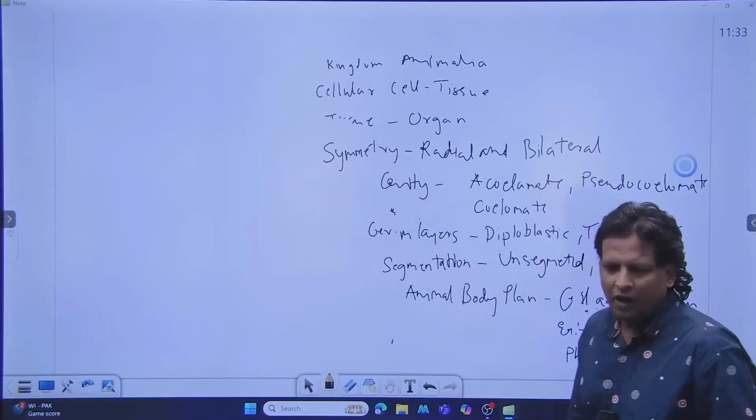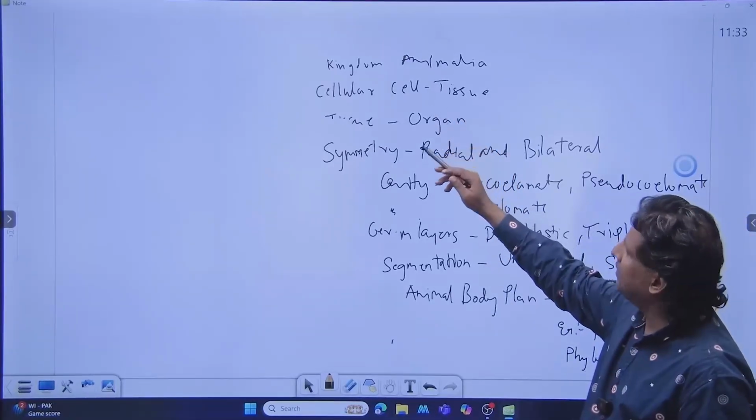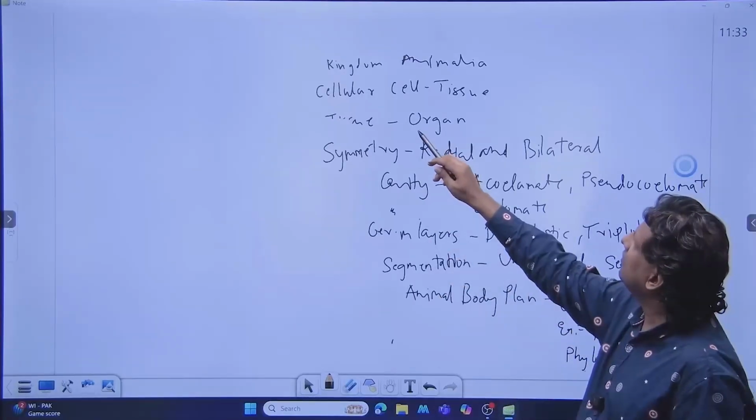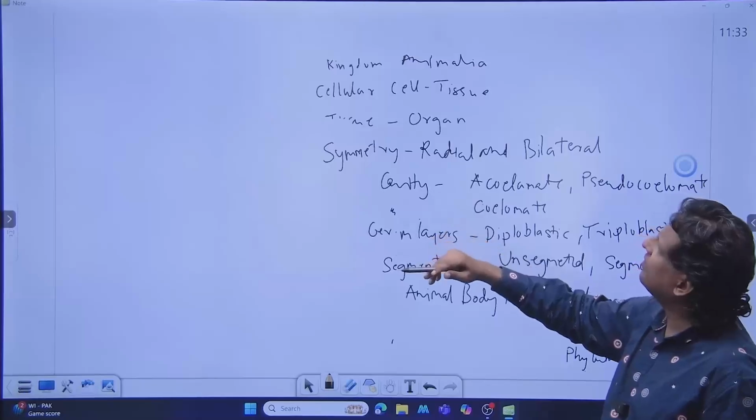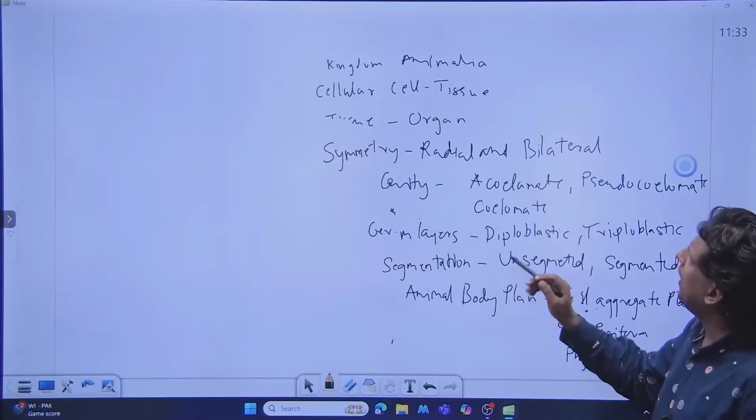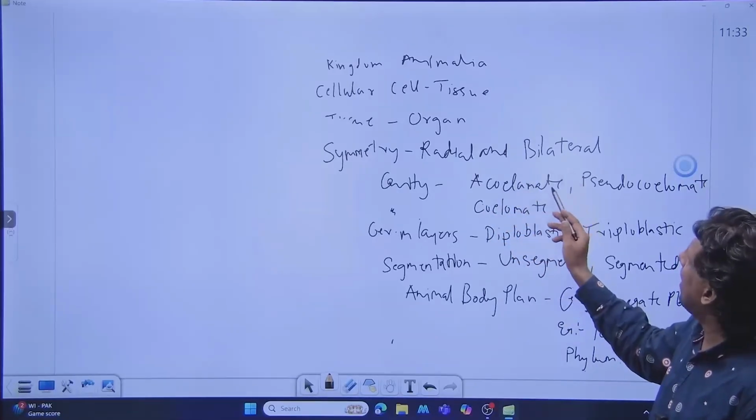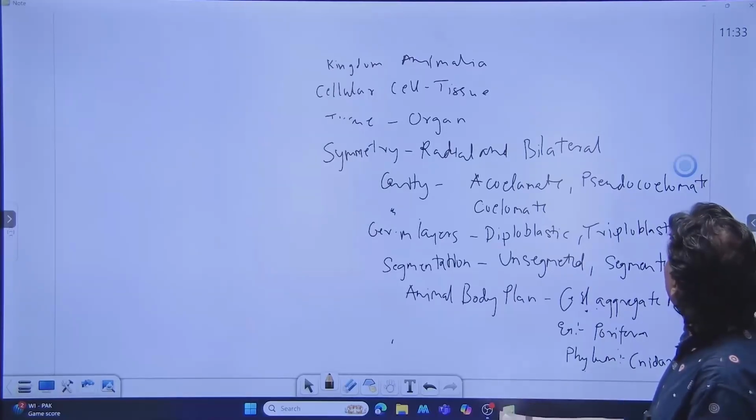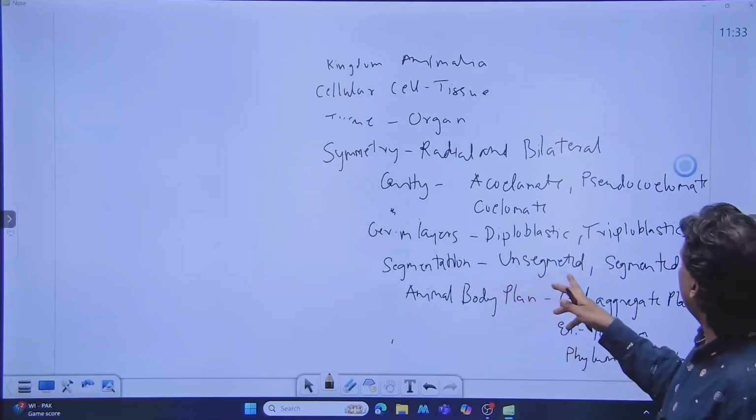See, I'll tell you, you came late. I started the chapter Kingdom Animalia, Zoology, chapter 4. Cells, tissue. Tissue is made of cells, so a lot of cells are called tissue, and tissue forms organ. Symmetry: radial and bilateral. Then there is acellular, pseudocoelomate and coelomate. Germ layers: diploblastic, triploblastic. Segmentation: unsegmented, segmented.